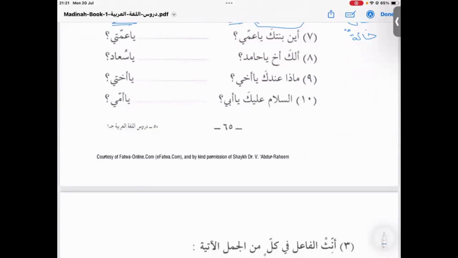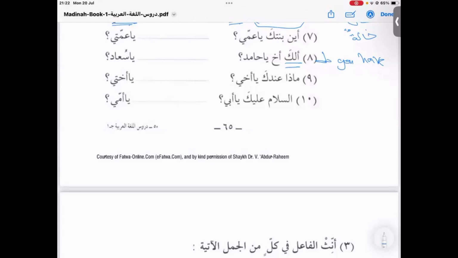Okay, I'll do the next one, number 8. Alaka akhun. Alaka is, do you have? You must memorize these phrases. Do you have? Indaka kitabun. We said when you speak about non-human things, you say indak. Indaka sayaratun. Do you have a car? Indaka baytun. Do you have a house? Indaka kitabun. Do you have a book? But when you speak about humans, you say alaka akhun. Alaka ummun. Alaka ikhwatun wa akhawat. Do you have siblings, brothers and sisters?